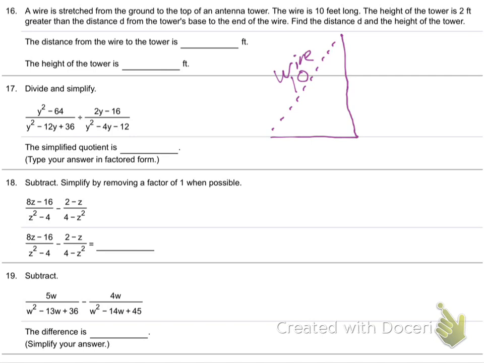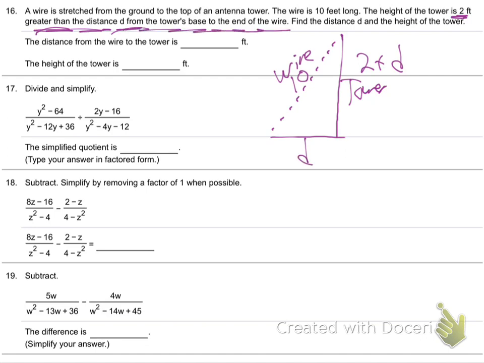From the ground to the top of an antenna tower. The wire is 10 feet long. The height of the tower is 2 feet greater. So the tower over here, my tower's not so straight, is it? Try to do a little better job here. There we go. So the tower over here. What's the height of this tower? 2 greater than D. So that's 2 plus D. And this is D, the ground, from the base to where the wire hits. Does that make sense? 2 greater than D?